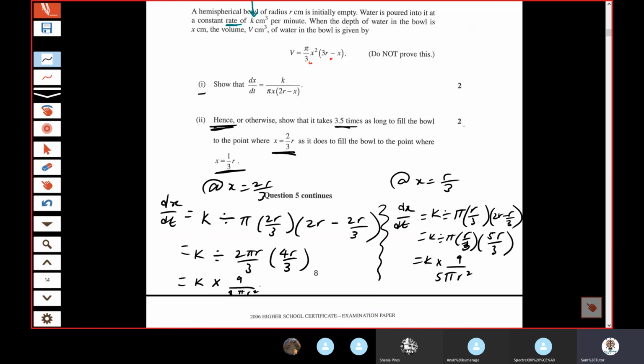All right, let's see what's happened. 9 and 5, 8. Hence, show it takes 3.5 times as long to fill the bowl to the point where x equals... Give me a second. Can you just check the division of those two numbers?